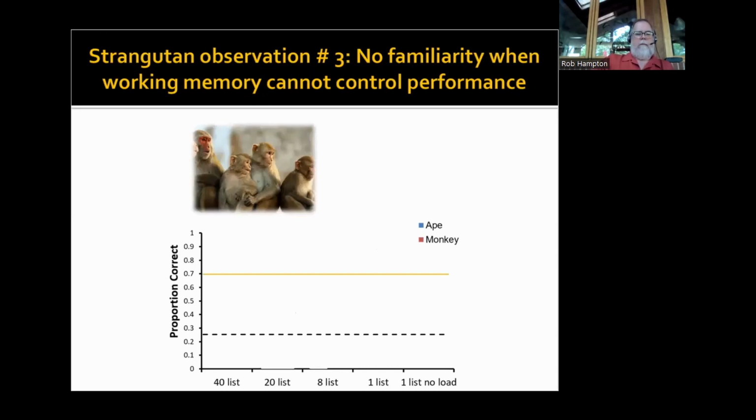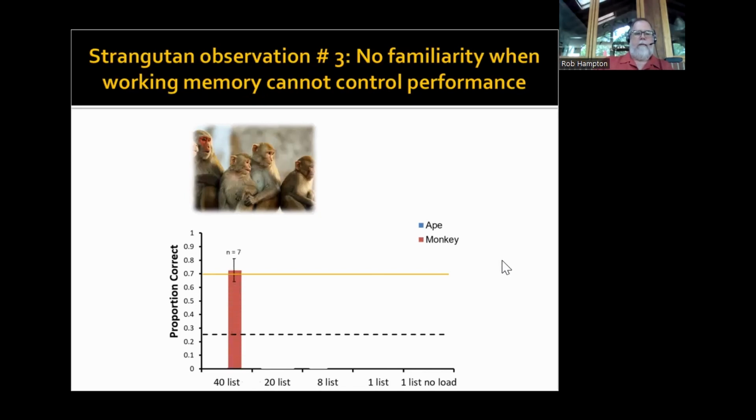So this is a little bit unusual presentation of the data. What we did is we asked the animals to achieve 70% accuracy, where 25% is chance in these tests. And then we gave them 10 sessions to meet that criterion. If they didn't meet the criterion, we gave them a shorter list that would be easier. So we went from 40 to 20 to 8, and finally to 1. So let me show you the monkey data first.